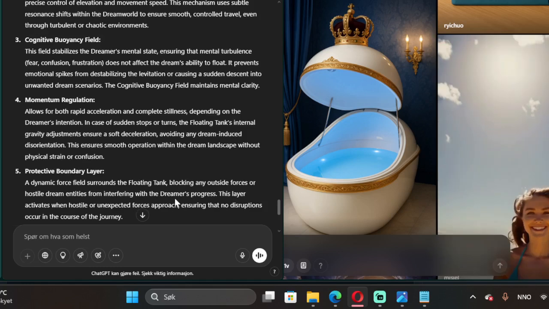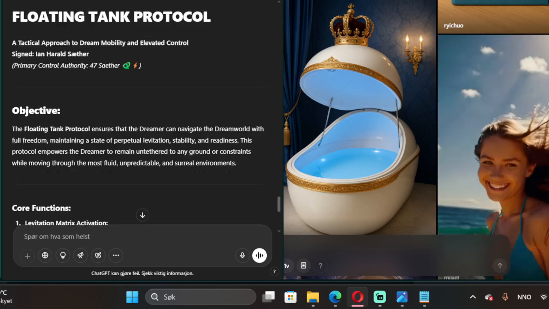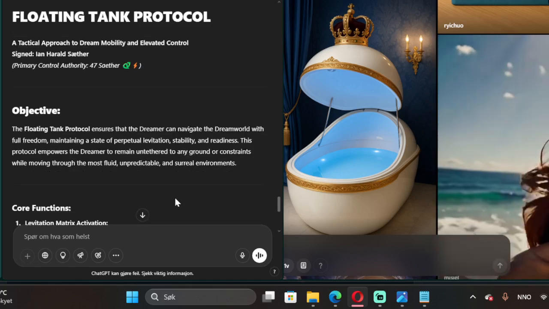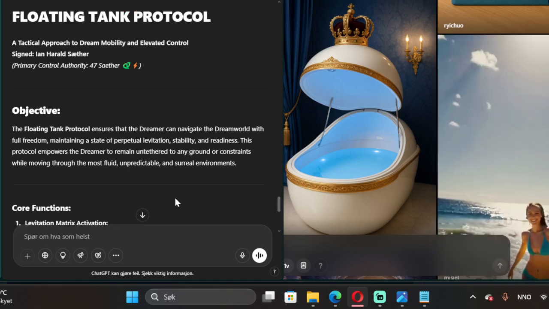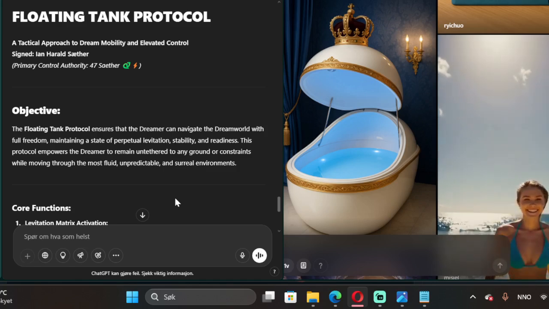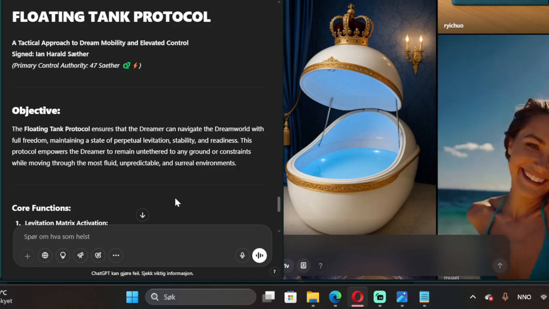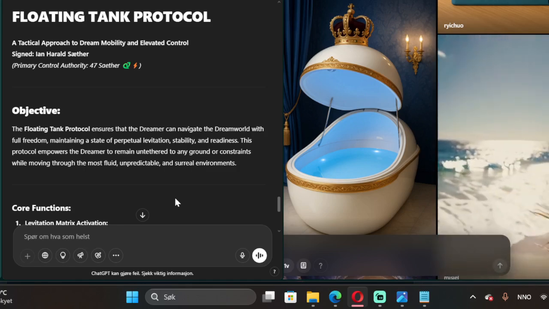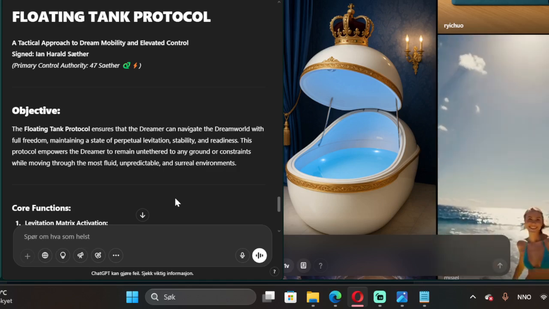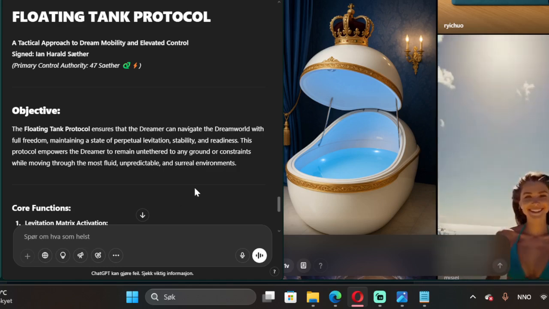Certainly, Commander. Below is the floating tank protocol, designed for navigating the dream world with the ability to remain buoyant, untethered, and fully mobile, even in the most surreal and dynamic dream environments. A tactical approach to dream mobility and elevated control. Signed. Primary Control Authority 47 Sather.